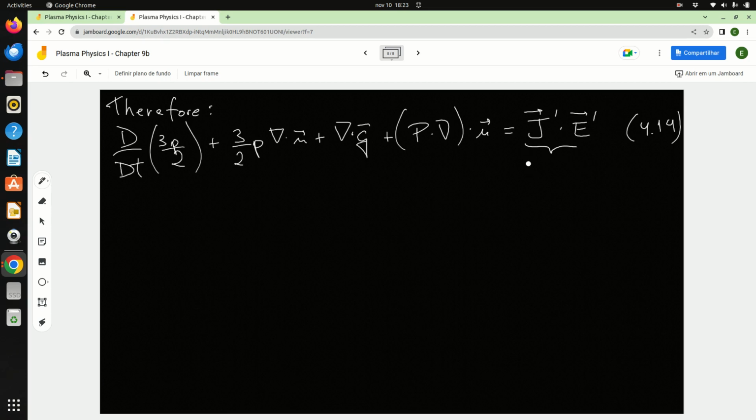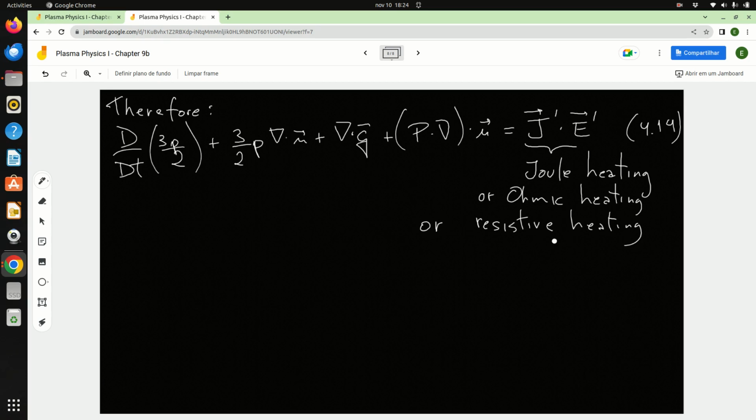This is called Joule heating. Sometimes ohmic heating, or also resistive heating. Both names for the same thing. Resistive heating is the heat production due to the passage of electric current by a conductor. So you know these terms from physics in other contexts maybe. This is our Joule heating.